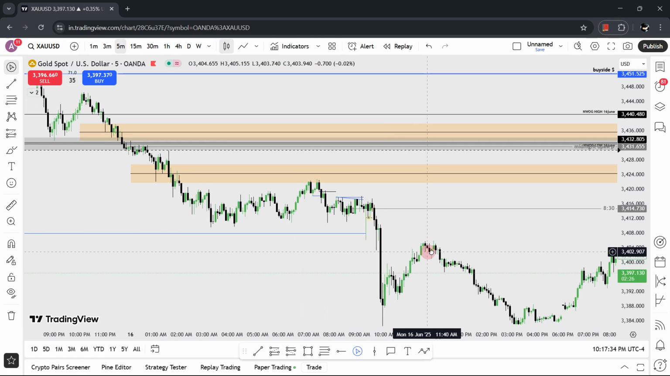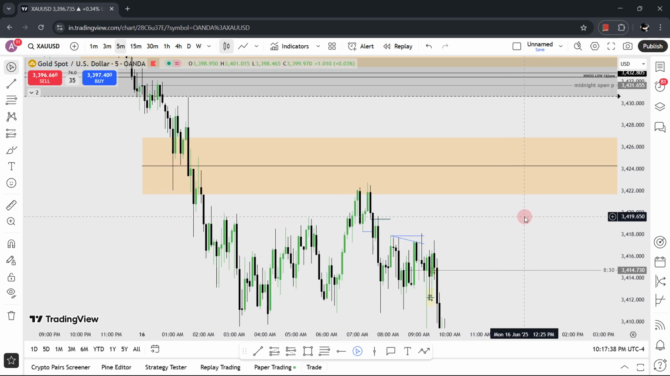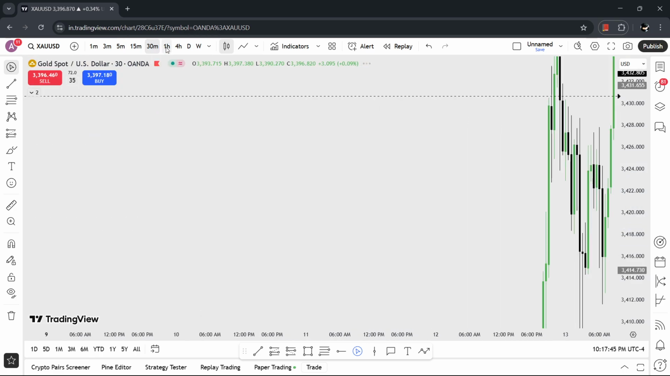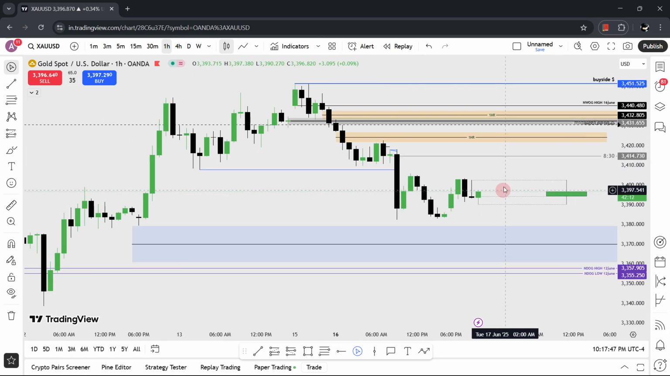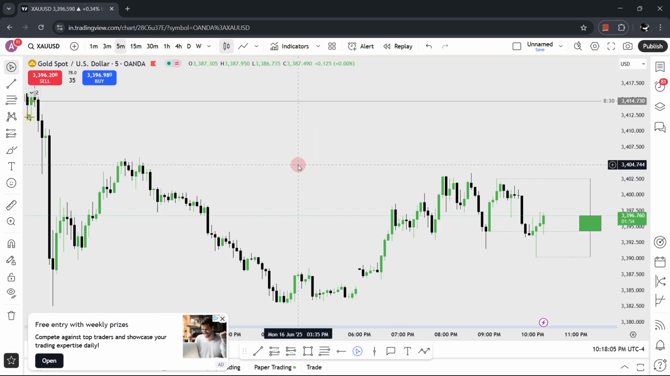5 minutes. This is that 1 hour, the recent fair value gap. Okay, this is that 1 hour recent fair value gap. This is a sell side liquidity, I just marked it here. The next sell side is here, below this, sorry, below this daily fair value gap. Okay, so going to 5 minutes.